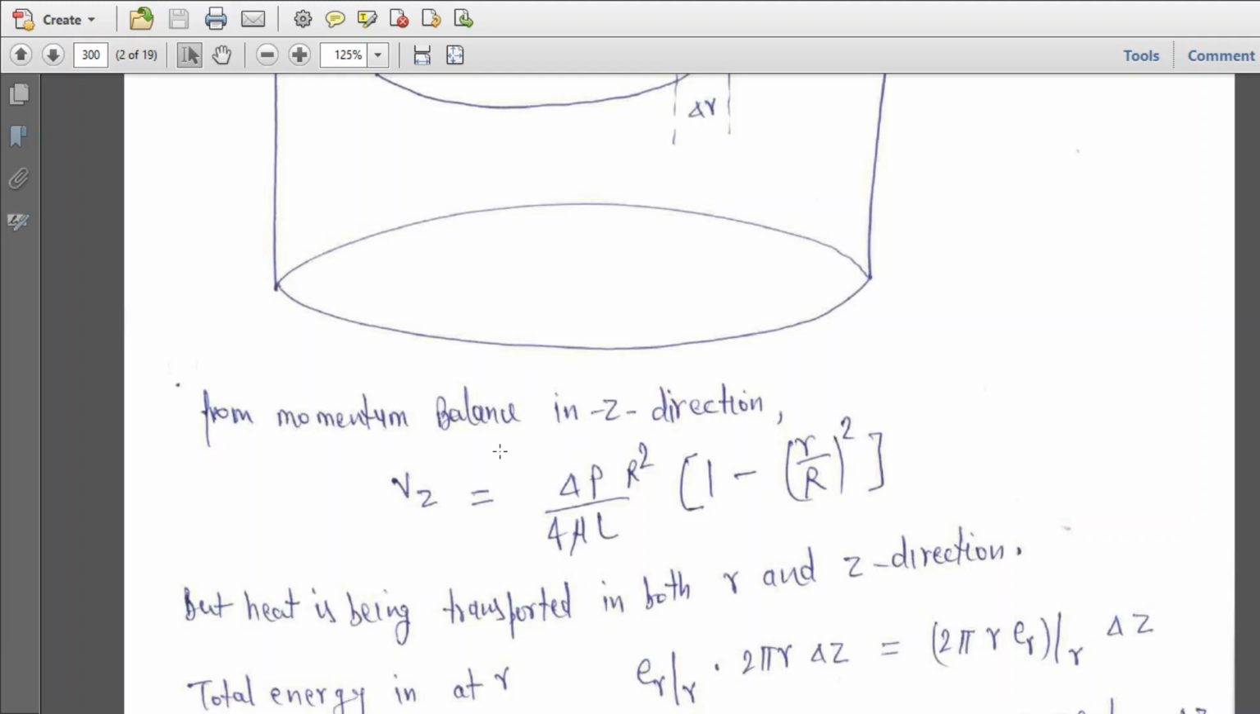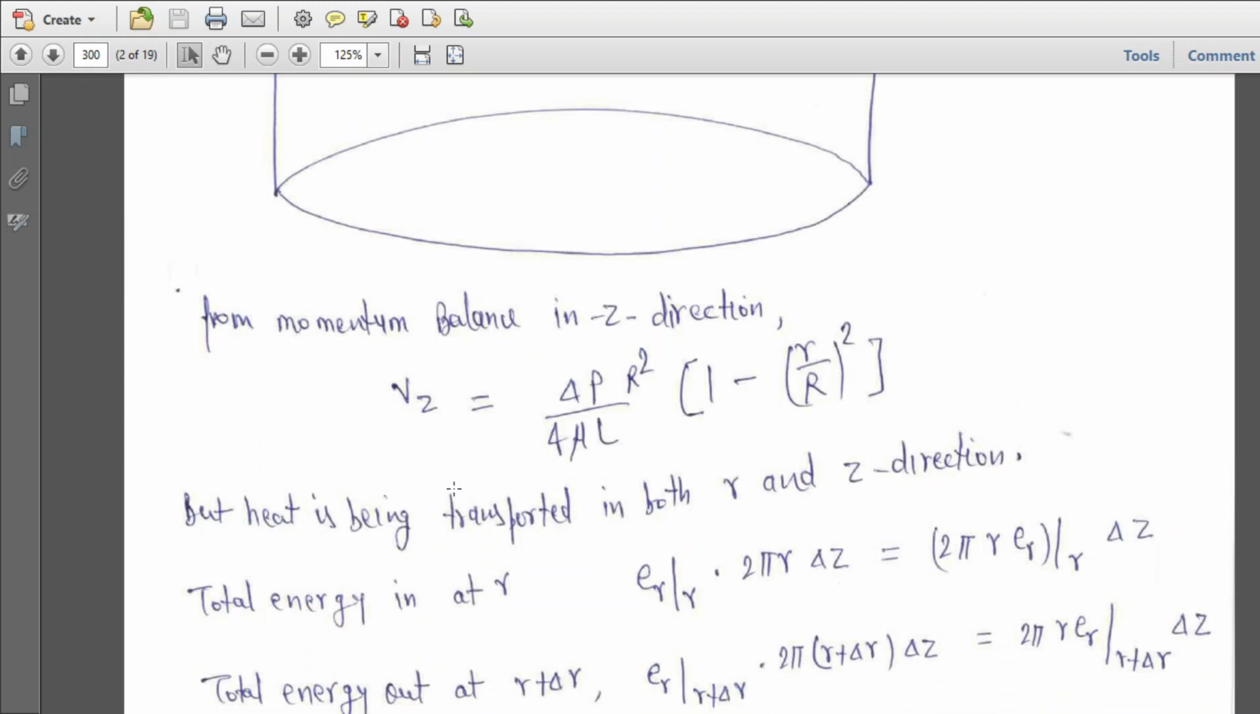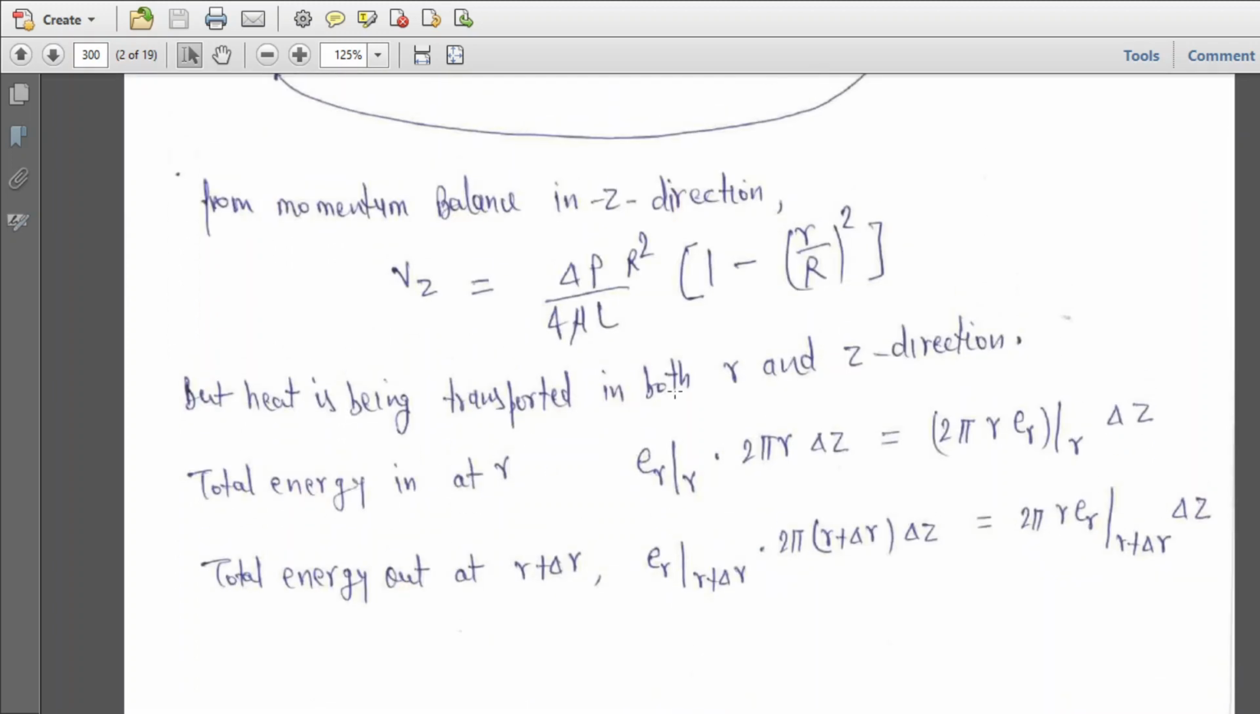This is the velocity expression from the momentum balance in the flow direction: delta P R squared over 4 mu L, times 1 minus r squared upon R squared. If we say that heat is transported in the R and Z directions only, the calculations from here onwards are just to get the energy flux, or you can say the energy transport equations, which can be given in the appendix, but we can calculate it here also.